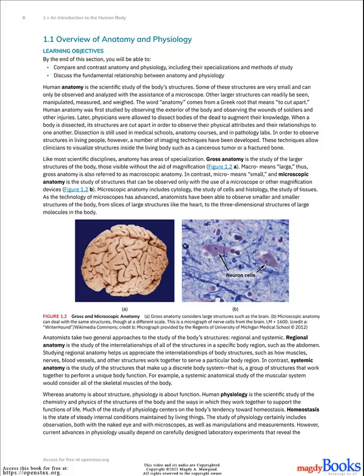Section 1.1, Overview of Anatomy and Physiology. Learning Objectives. By the end of this section, you will be able to: 1. Compare and contrast anatomy and physiology, including their specializations and methods of study. 2. Discuss the fundamental relationship between anatomy and physiology.